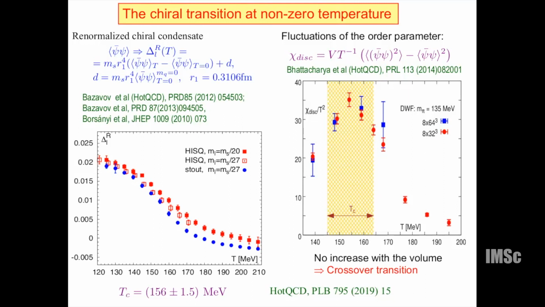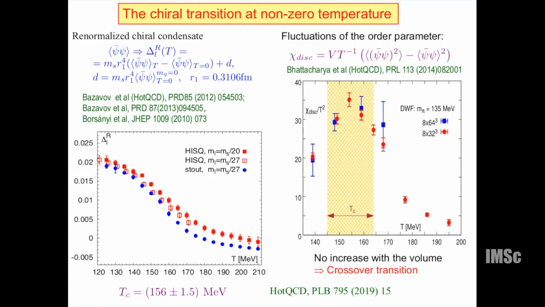For practical reasons, you have to realize that this object needs renormalization. So you have to construct a quantity which takes care of the renormalization, but that's a technical aspect. We use this combination of the chiral condensate: the condensate at finite temperature, the condensate at zero temperature, and the massless quark limit at zero temperature. But it's a good proxy of what you would want to see.